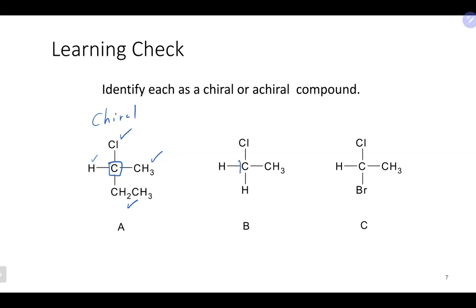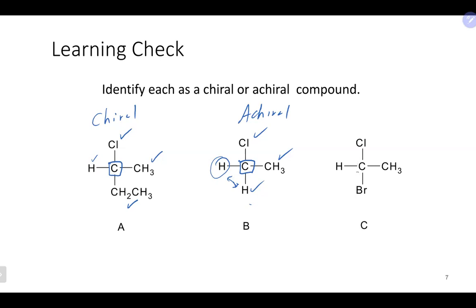We look at the carbon here, we've got a chlorine that's different than a methyl, that's different than a hydrogen. Uh-oh, that is the same. So that is not 4 different groups that are attached. So that would be achiral. And again, the mirror image on this one will superimpose because it's achiral.